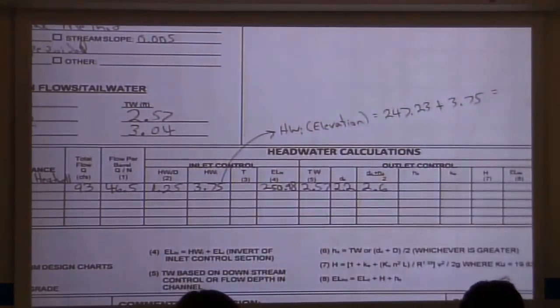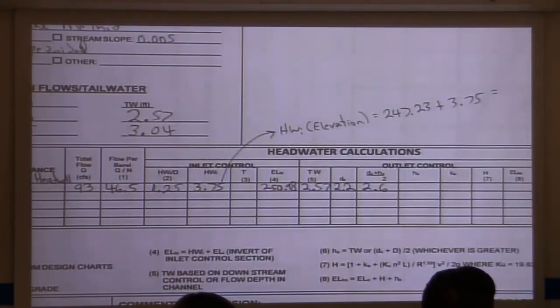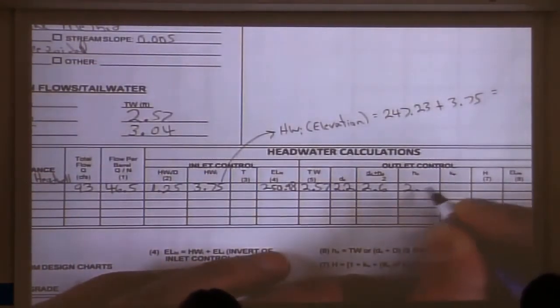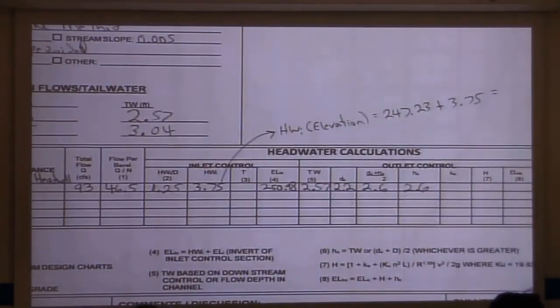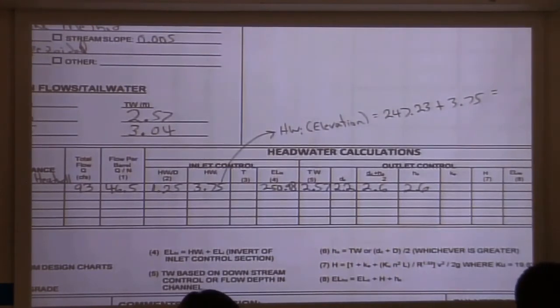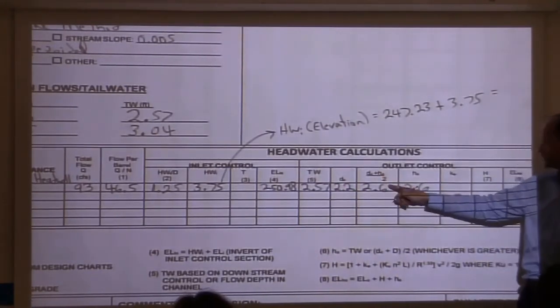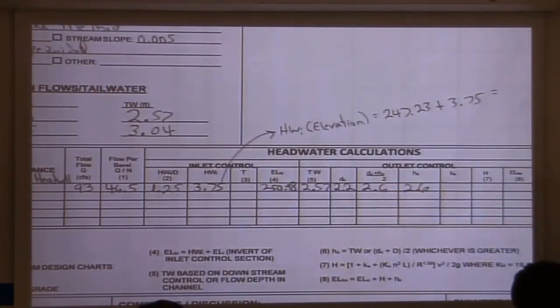All right. So what's our H naught? 2.6. It's 2.6 because the tailwater is 2.57. They're both pretty close, but we're going to use 2.6. H sub O is always the larger of the tailwater, or d sub c plus D divided by 2. So we're going to use 2.6, and you can consider that your new tailwater for all intents and purposes. It's a little fudge factor, so we can use the full flow nomograph.